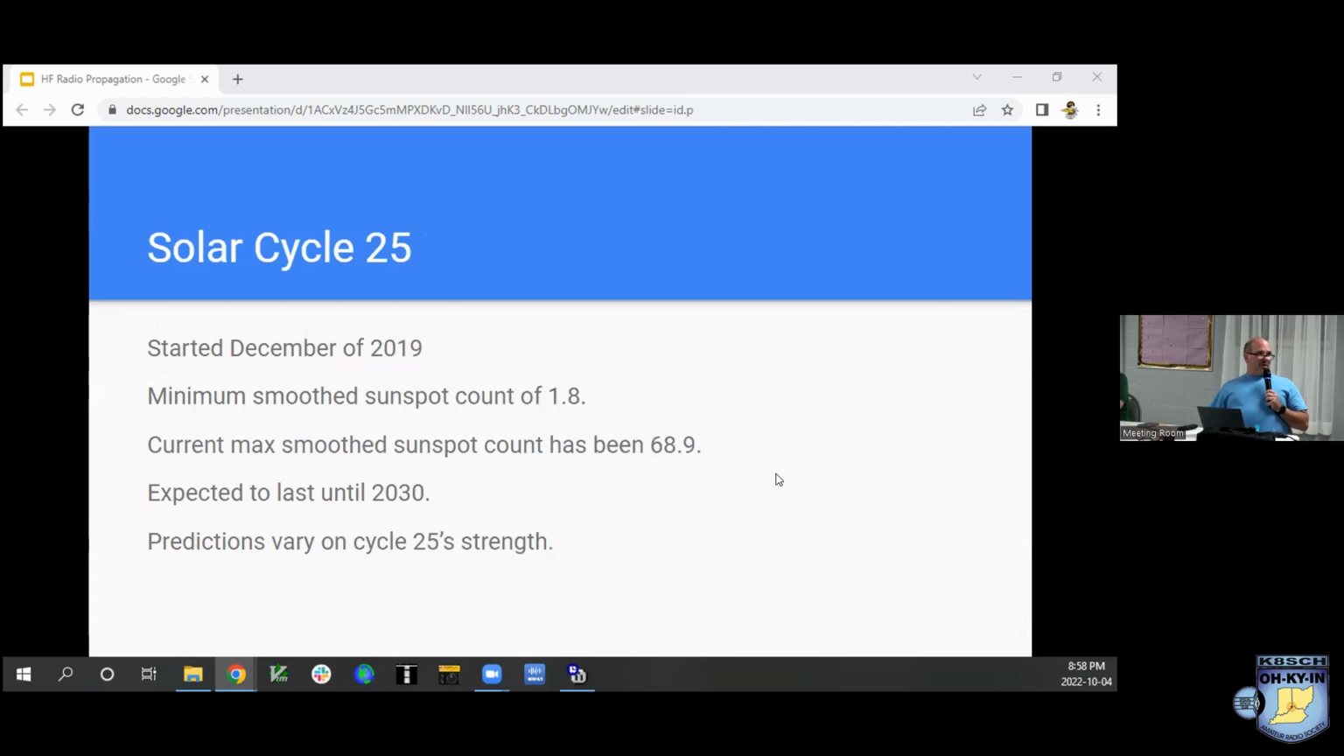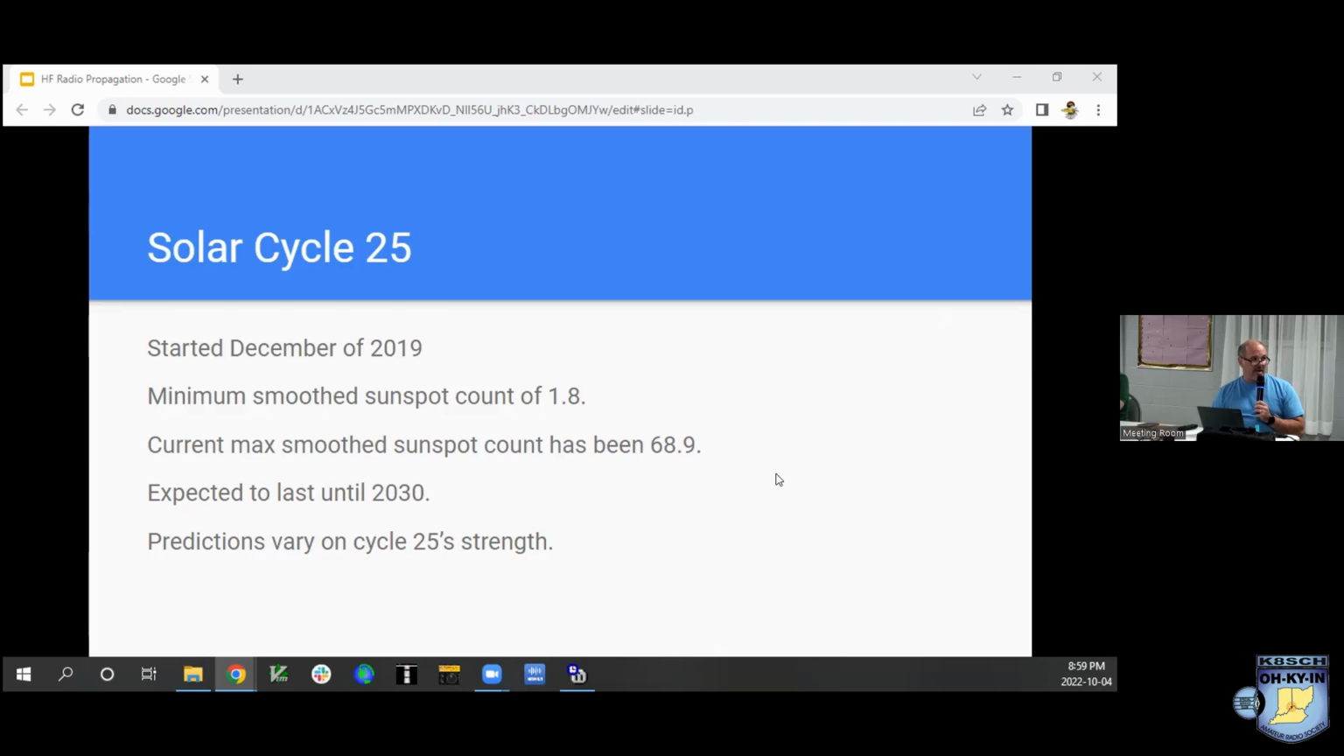So our solar cycle is 25. It basically started in December of 2019. What happens is they saw sunspots appearing with a different polarization. Each cycle begins with a new set of sunspots at a different polarization, and it always starts off at a minimum. So on the south pole of the sun in December 2019, they began to see opposite polarized sunspots, and that ushered in the next one.